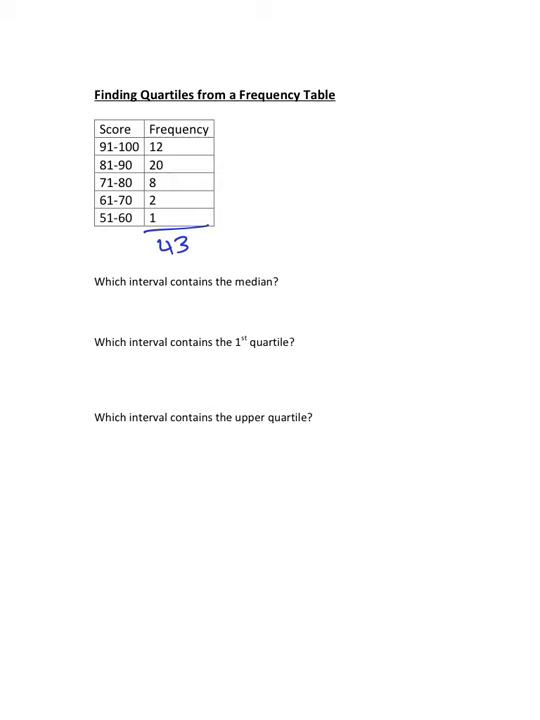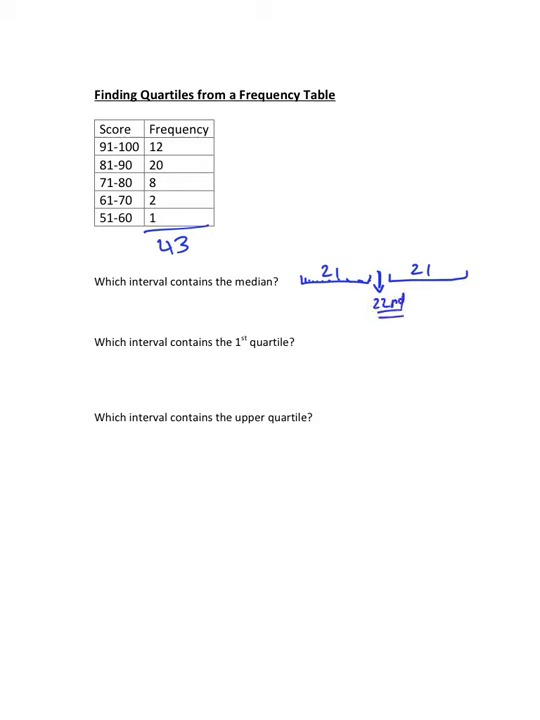If I imagine 43 numbers lined up and I split them in half, how many would be on each side? Well, if I split 43 into 2 equal parts, I'd end up with 21 and 21, because 21 plus 21 is 42. And then the 43rd would be the middle. So I'd have 21 scores on the left, 21 scores on the right, and the middle person, because you have an odd number of numbers, would be the median. So the first 21 people are here, so the 22nd person represents the median.